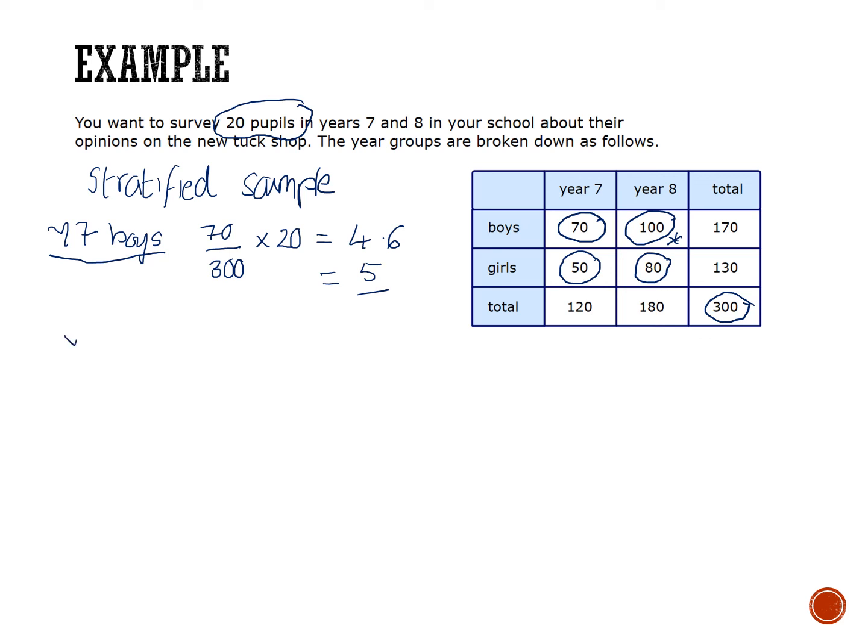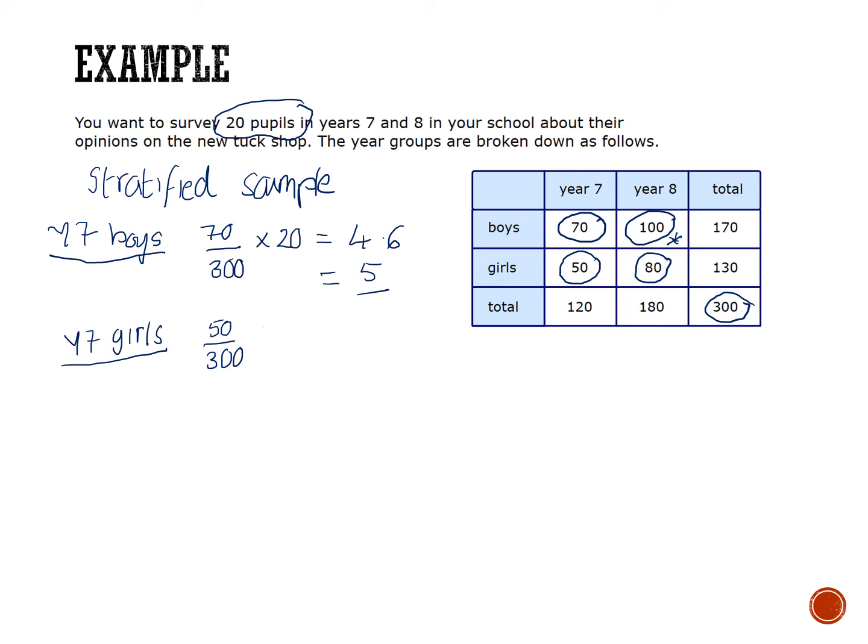Okay, let's do Year 7 girls next. Now you should be able to finish doing all of these. Let's do the same thing. Year 7 girls, what fraction are Year 7 girls? Well, there's 50 out of 300. That's the fraction of Year 7 girls.